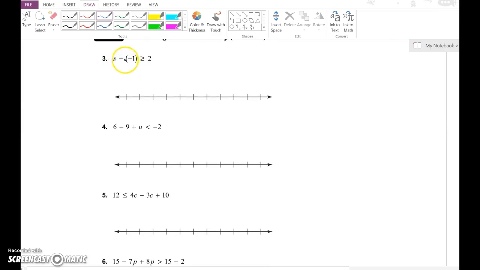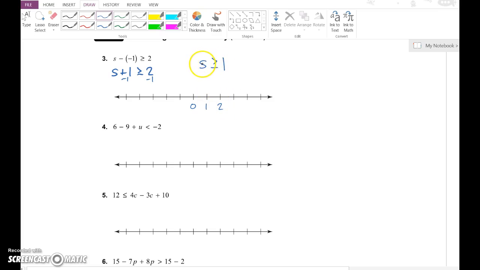And let's look at this one. First of all, when you see minus and negative, you should just automatically think plus. s plus 1 is greater than or equal to 2. Solve that as you would. Negative 1, minus 1. And we get s is greater than or equal to 1. So again, let's put a 0, a 1, and a 2. Because we're using 1, let's put at least one number below the number we're graphing, and at least one number above.